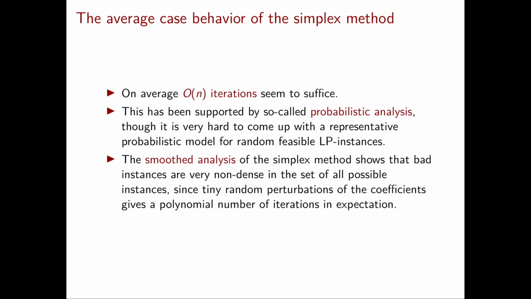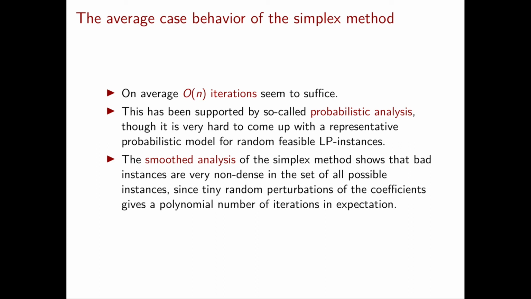Computational experiments indicate that on average big O of n iterations seem to suffice. Note that this upper bound big O of n first doesn't even depend on m. Secondly, it's a polynomial in n and it's actually just a linear function in n. So not only is this number of iterations polynomial, but it's a very small polynomial. This average upper bound has also been shown in some sense using a probabilistic analysis. Essentially, the smoothed analysis of the simplex method proves that instances that require an exponential number of iterations are very non-dense in the set of all the possible instances.